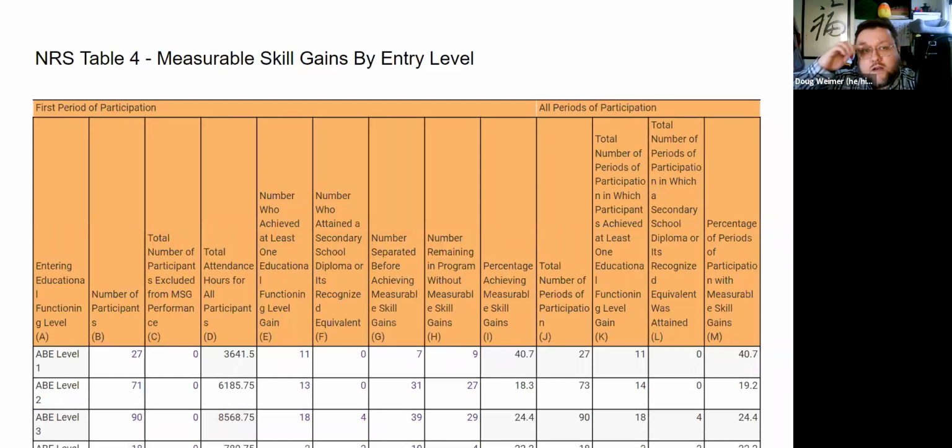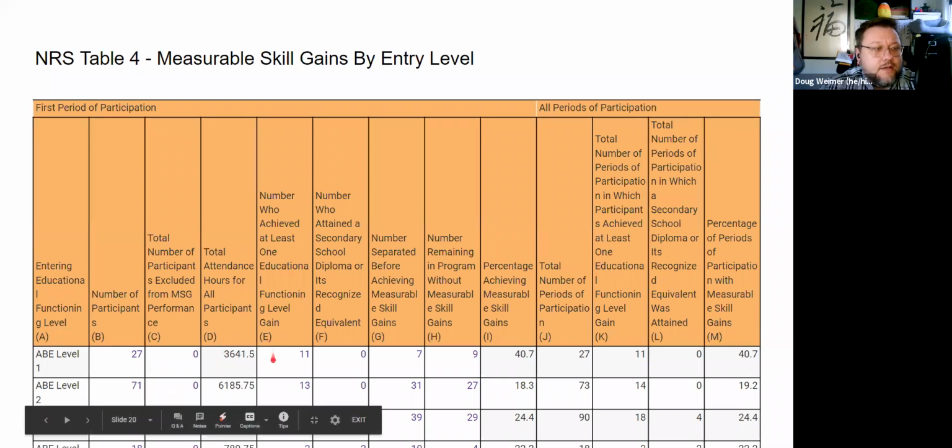I don't have those reasons in front of me, but some of them are if a student is admitted to an inpatient facility for a certain period of time, if someone is called up to active duty military service, obviously, if someone passes away. These are reasons that we can put into the system to have them be excluded. And the nice thing about that is, even though they may be a valid participant because they have 12 or more hours, they won't count for or against our program because you've excluded them. Column D is the total attendance hours. So this is the total number of hours that all of these students together had attended.